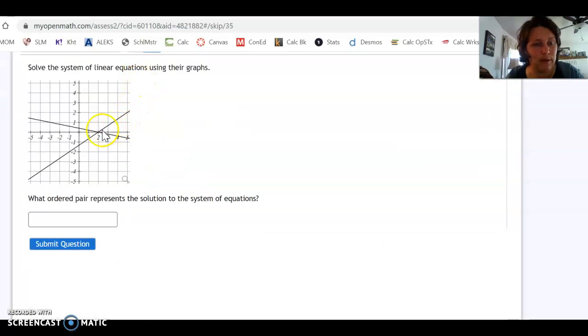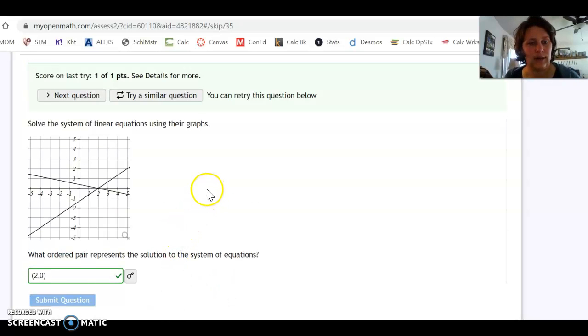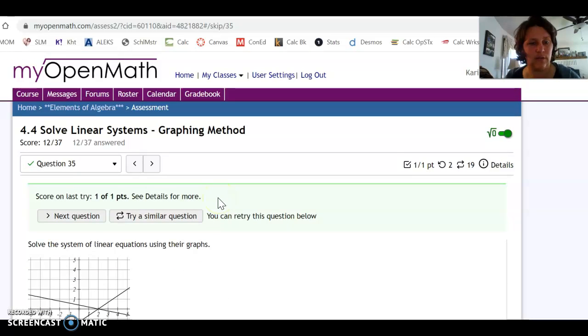And 35, all we have to do is find where they cross and write in that ordered pair. So it looks like they are crossing at the point 2, 0. And we are done. So that is all for section 4.4.